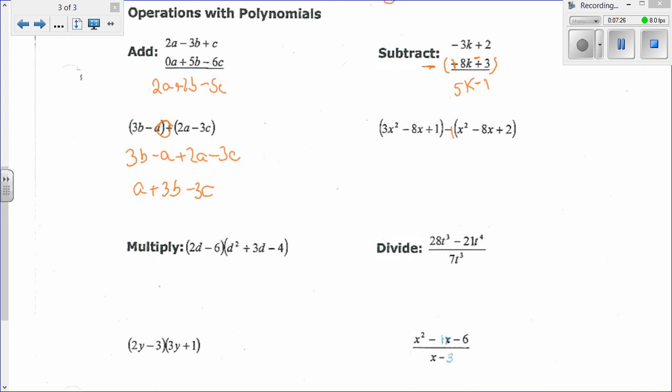For the problem down below, when I have a negative out in front, make sure you distribute your negative and give everybody the negative sign. When I do that, I have 3x squared minus 8x plus 1 minus x squared plus 8x minus 2. When I go to combine like terms, 3x squared and a negative x squared is 2x squared. Negative 8x and a positive 8x cancel each other, and then a positive 1 and a negative 2 is negative 1.